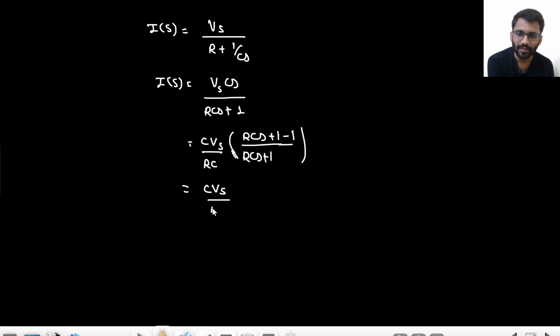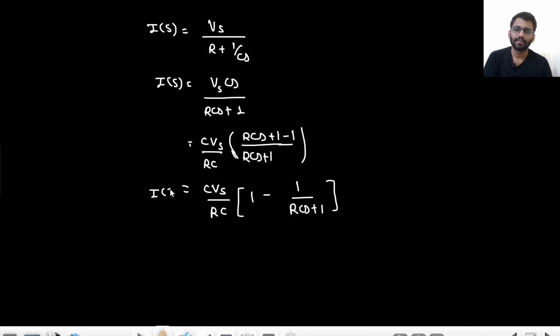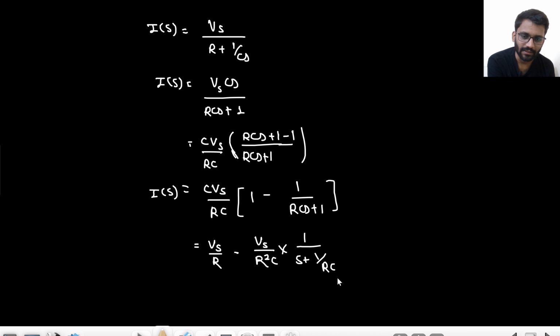So CVs by RC into 1 minus 1 by sRC plus 1. This is your I of s. So I can write it like this: CVs by RC, minus, this RC I can take outward. C and C are getting cancelled, so I can write Vs by R minus Vs by R, and I am taking RC common from that. So it would be R square C into 1 upon s plus 1 by RC, right?